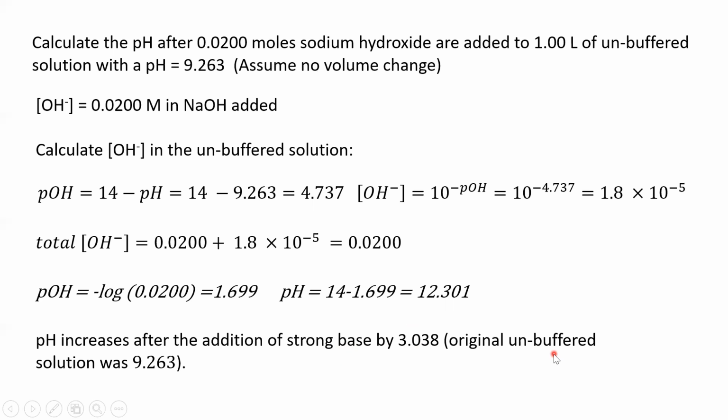So the pH has a huge jump, a huge increase, because we're adding a strong base to an unbuffered solution. So buffered solutions resist changes in pH. Unbuffered solutions don't have components in them to consume the acid or the base we're adding to them, so there's going to be big changes in pH.